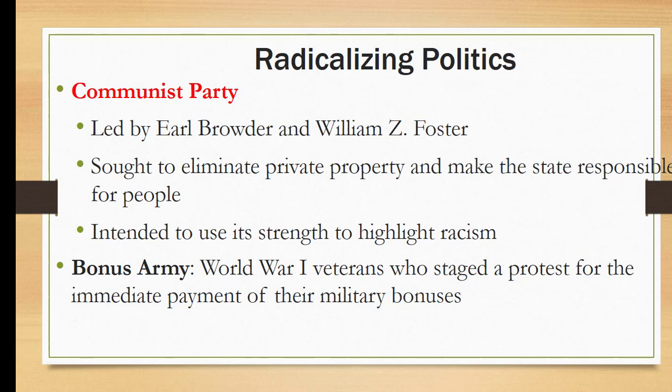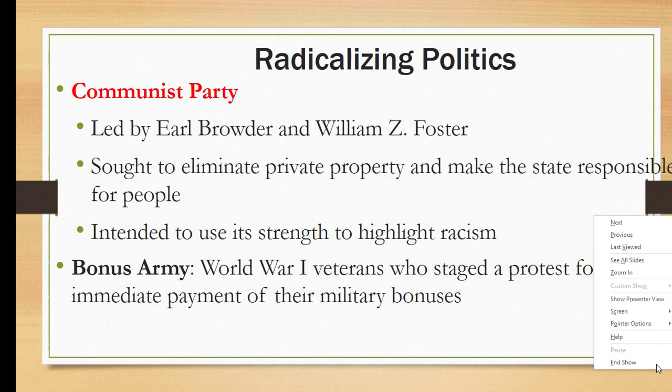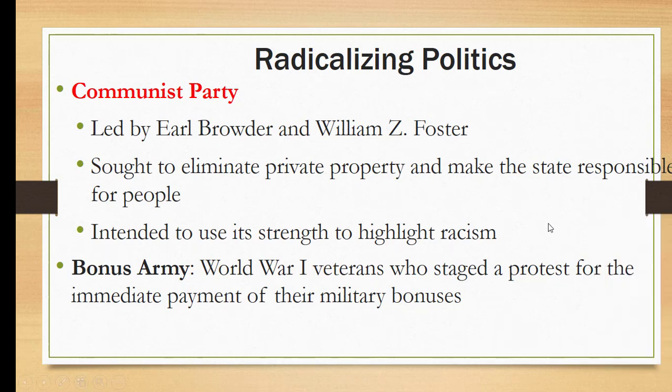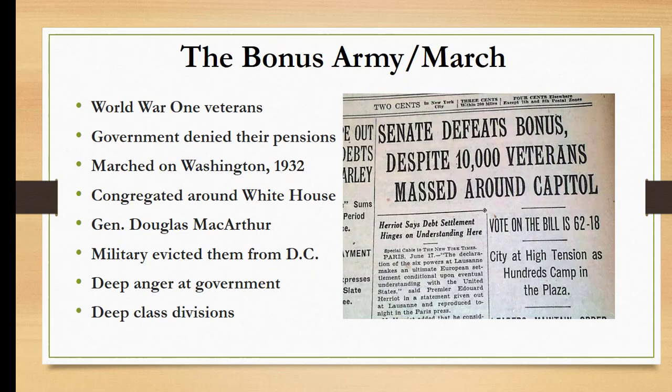These are World War I veterans who staged a protest for immediate payment of a bonus that they were supposed to get in 1945, but they needed the money now. So they're going to descend upon Washington, D.C. and demand that they get their bonus. The Senate is going to be voting on this. That's going to be defeated 62-18. And everyone in Washington, all the politicians, are thinking, well, what's going to happen with this Bonus Army? Are they going to leave or not?